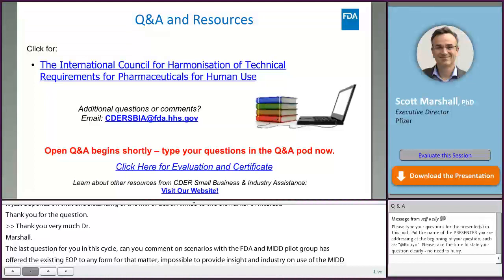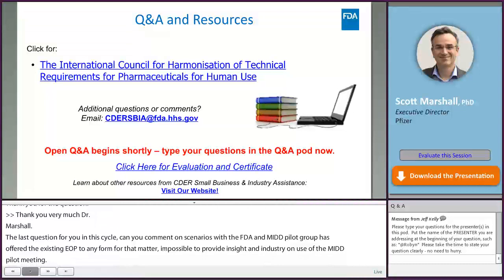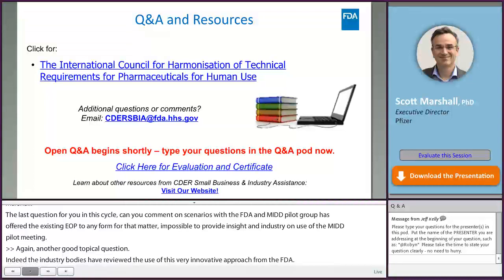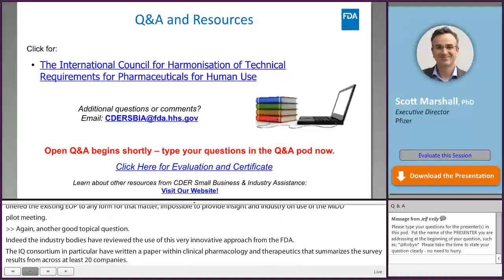Another very good and topical question. Indeed, the industry bodies have reviewed their use of this very innovative approach from the FDA, and the IQ consortia in particular have just written a paper within Clinical Pharmacology and Therapeutics that summarizes a survey result from across at least 20 companies. And it's a resounding positive that this has been of tremendous value to industry, not only in allowing us to get to questions we could not normally get to within past procedures like the one raised, but also the end of phase 2 meeting as was, or current procedures.